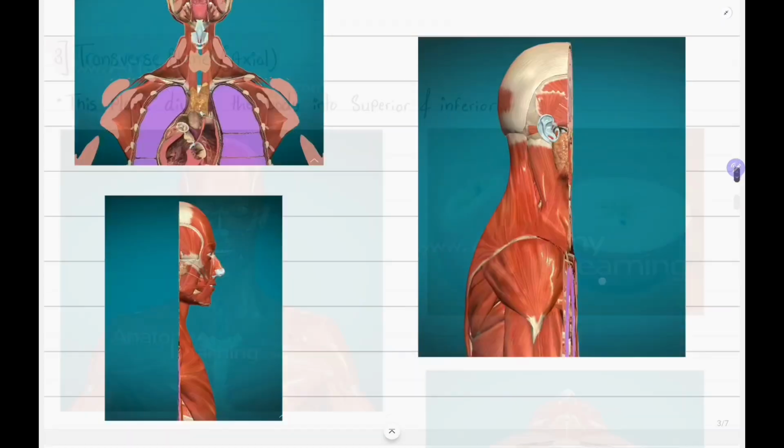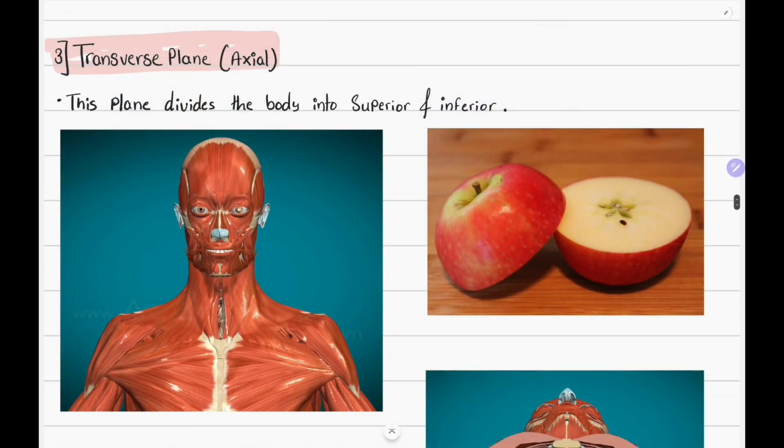Coming to the last type of section, that is the transverse plane, also known as the axial plane. This plane divides the body into superior and inferior halves. I have again taken the analogy of an apple. This is the superior half, right here is the superior half, and this is the inferior half of the body.